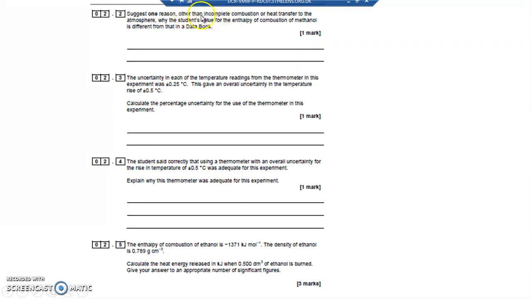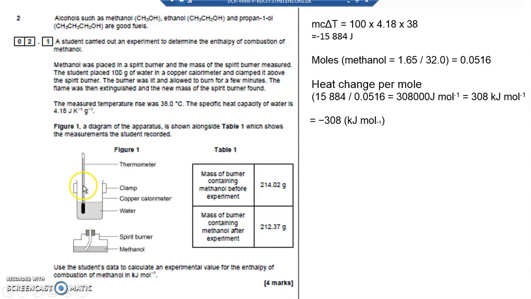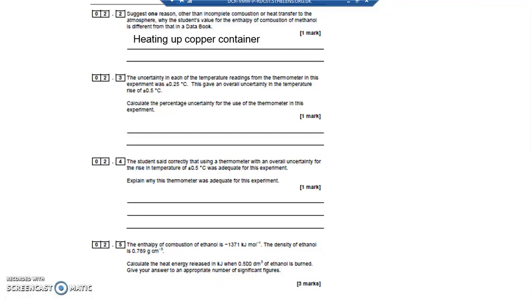Suggest a reason other than incomplete combustion or heat transfer why the students' value differs. Well, there's 3 reasons really why you might get values different from the data book. The main one is heat loss, heat transfer to the atmosphere. We can't use that one. The next one is that the fuel doesn't burn completely, incomplete combustion. And the third one is that the actual beaker itself, the copper container, actually absorbs some of the heat. So heating up the copper container will be another source of error.